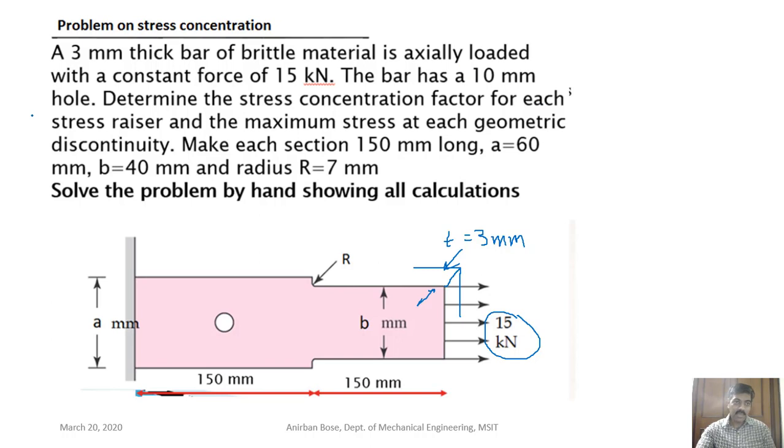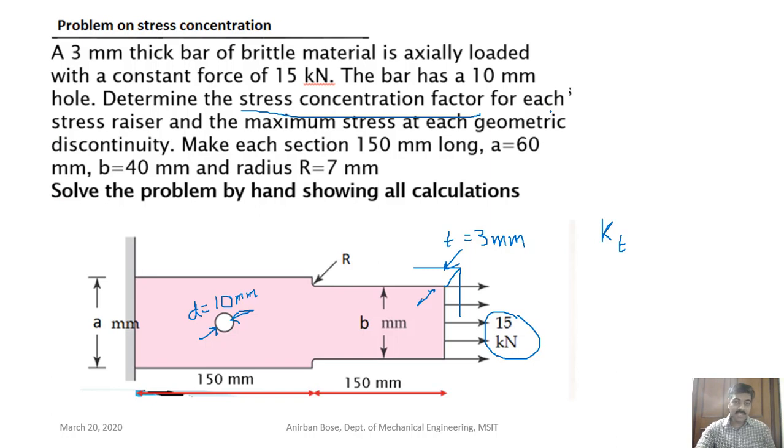the bar has a 10 millimeter hole. Here the diameter D is 10 millimeter. Okay, 10 millimeter hole. The question: determine the stress concentration factor. So what you have to find out is the KT value. This is the first part of the problem. Find out KT for each stress riser.